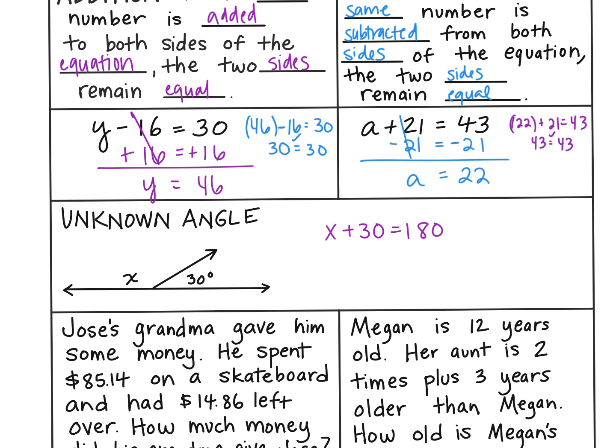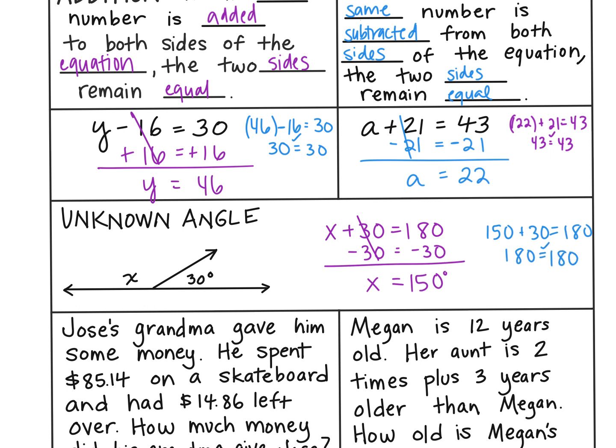How do I solve that? In my head, yes, I can do it, but what does it look like? I'm going to subtract 30 from both sides. This leaves me with just x equals. And then what's 180 minus 30? 150 degrees. If I check it, I would plug in 150 where x was, plus 30. It better equal 180, I hope. Do both sides of my equation match? Yes, so I know that my value for x is true.